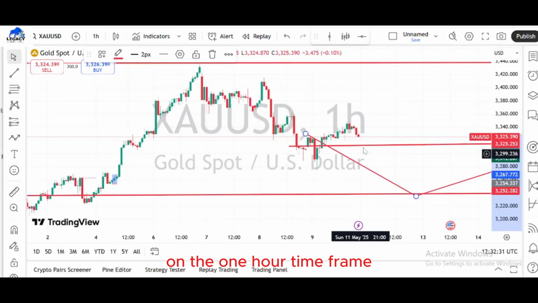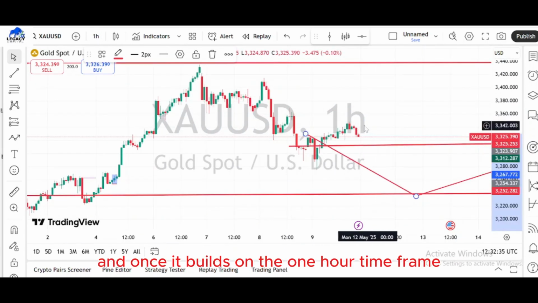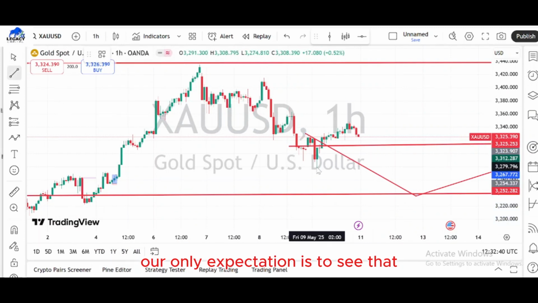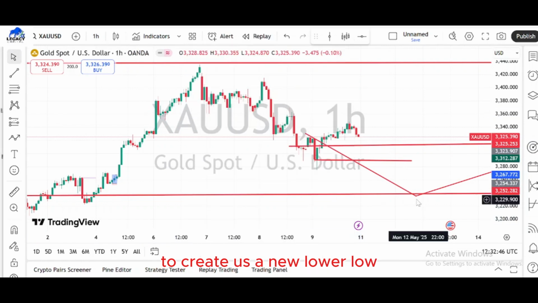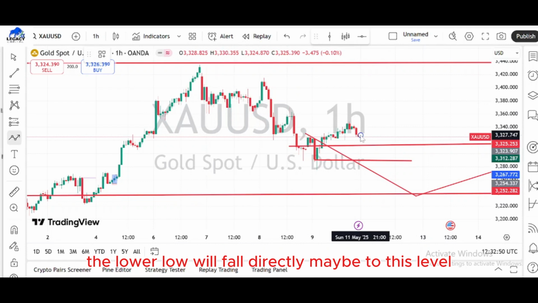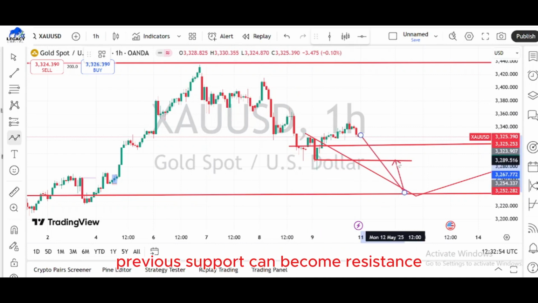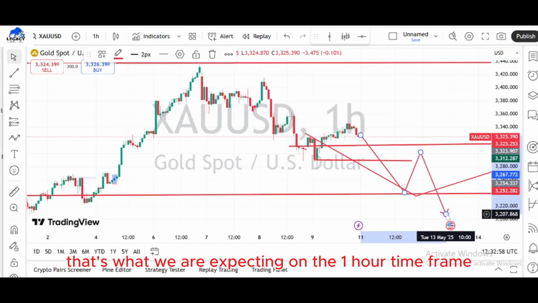just as we saw on the daily time frame. On the 1 hour time frame, we see that the sellers' momentum is already building, and once it builds on the 1 hour time frame, our only expectation is to see that it retraces and takes out this level to create a new lower low. So we are expecting that from here the lower low will fall directly maybe to this level, then retrace back, previous support can become resistance, then maybe drop from there. That's what we are expecting on the 1 hour time frame.